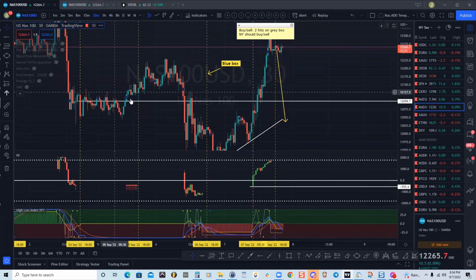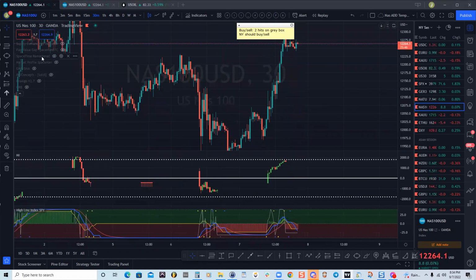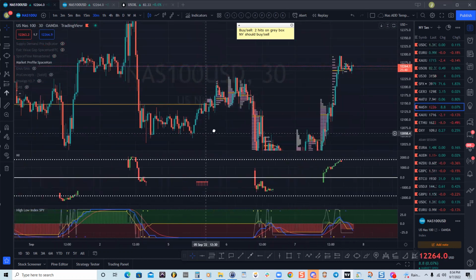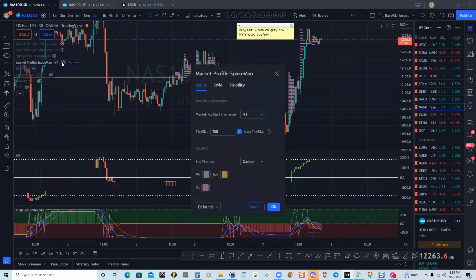All right, so this is what you got here. So the free one is this. Yeah, I think it has the POC, and that's about it. It doesn't show single prints very well. See that POC is a brown color, and value areas are barely there.